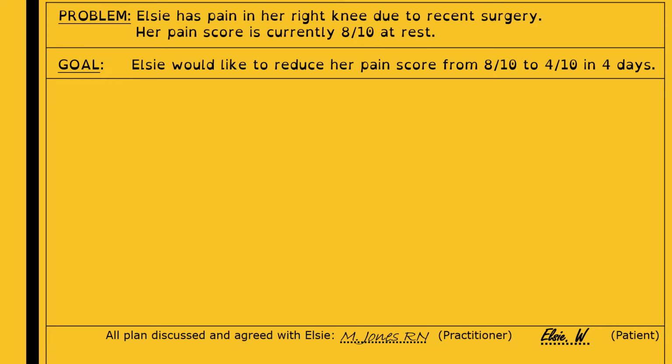Goal. Elsie would like to reduce her pain score from 8 out of 10 to 4 out of 10 in 4 days. So I've had a discussion with Elsie and that's what she would like to do. It's more personalised.